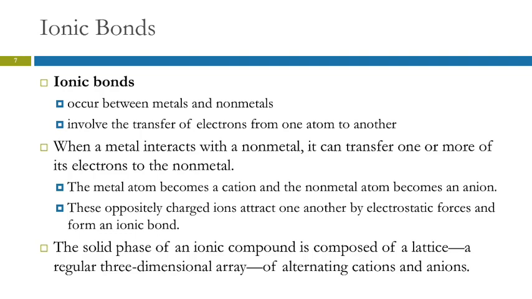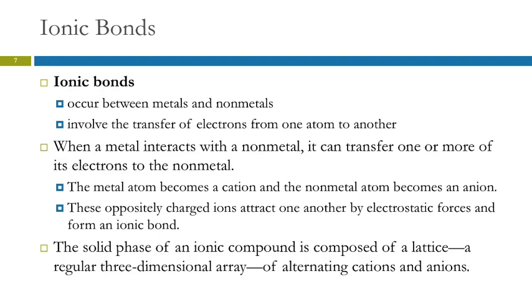So a metal atom will lose electrons and form a positive ion. A nonmetal will gain electrons and form a negative ion. Oppositely charged things attract each other, and that is the ionic bond. The metal becomes a cation, the nonmetal becomes an anion. So they're sticking together much like magnets. It's not magnetic forces, it's electrostatic, but the concept is very similar.